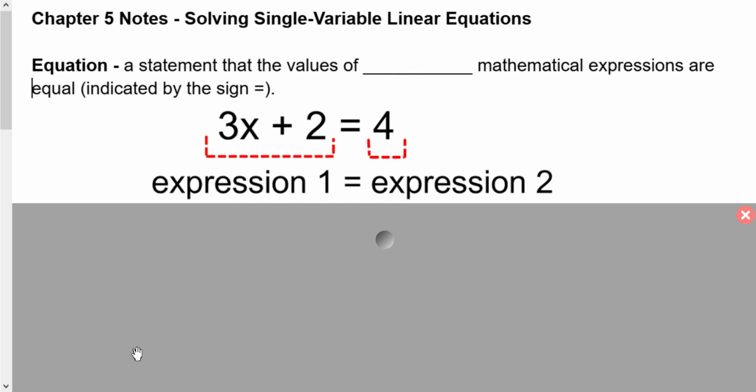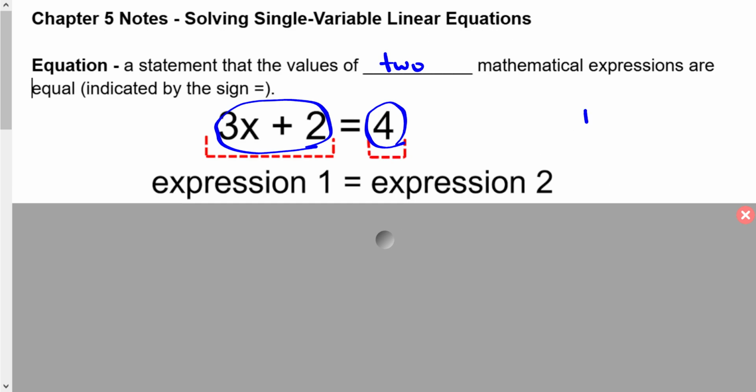Before we get too deep into solving these equations, let's just take a look at what the definition is. It's a statement that the value of two mathematical expressions are equal. So here, to the left side of the equal sign, this part right here is an expression and it's equal to this part right here. Now they're not the same, but they are equal to each other.